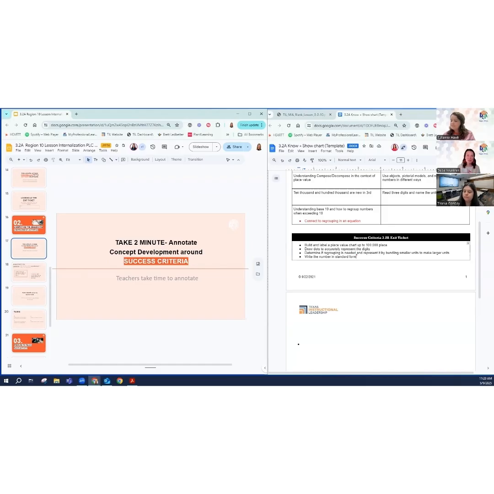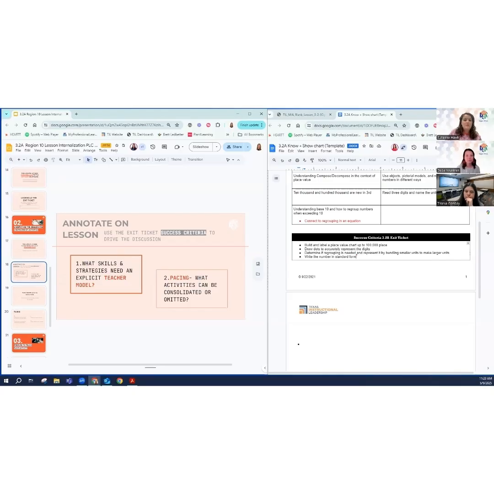So what are some things that you noticed? I noticed that all four problems allow us to build and label the place value chart. Students have to draw dots and then write the number in standard form. Yeah, I agree. And really the regrouping piece is the only one that only problem 4 addresses.